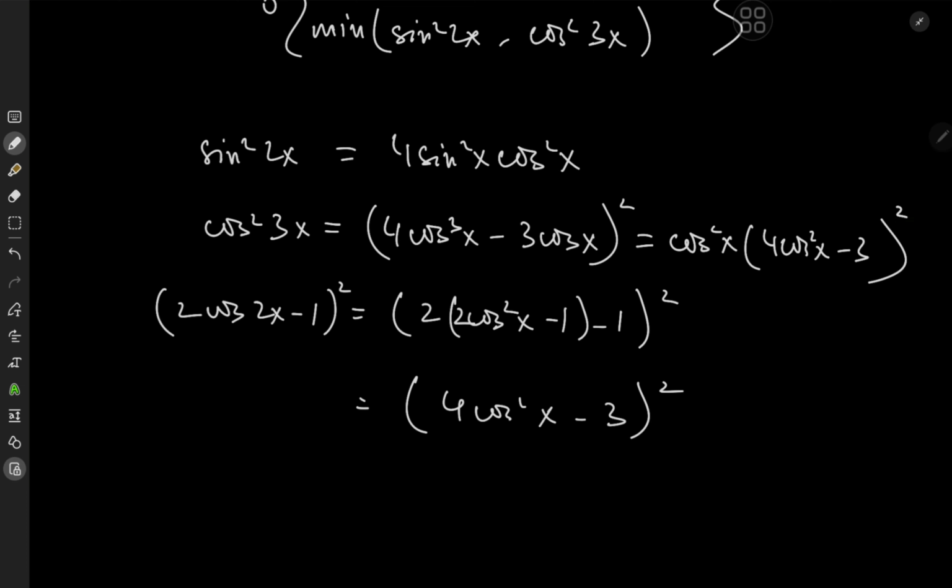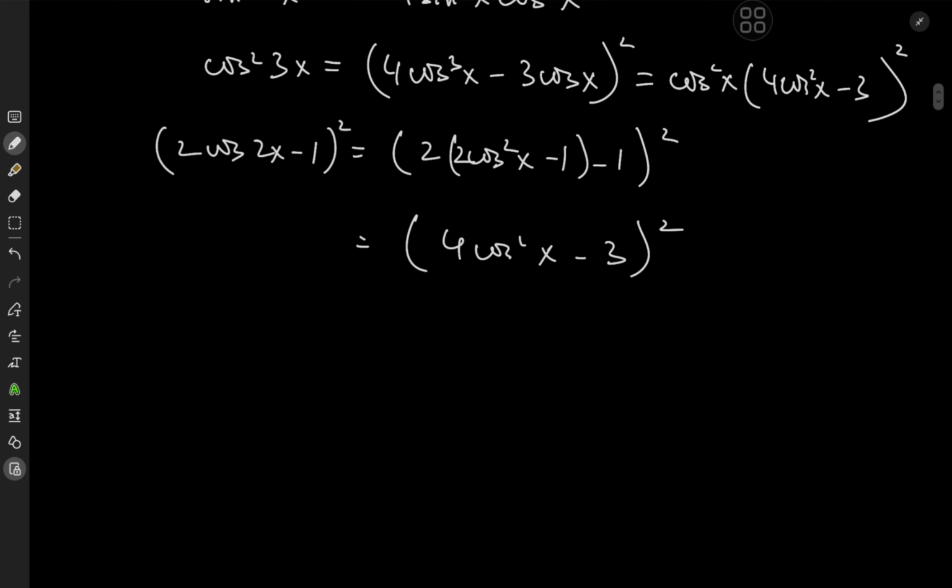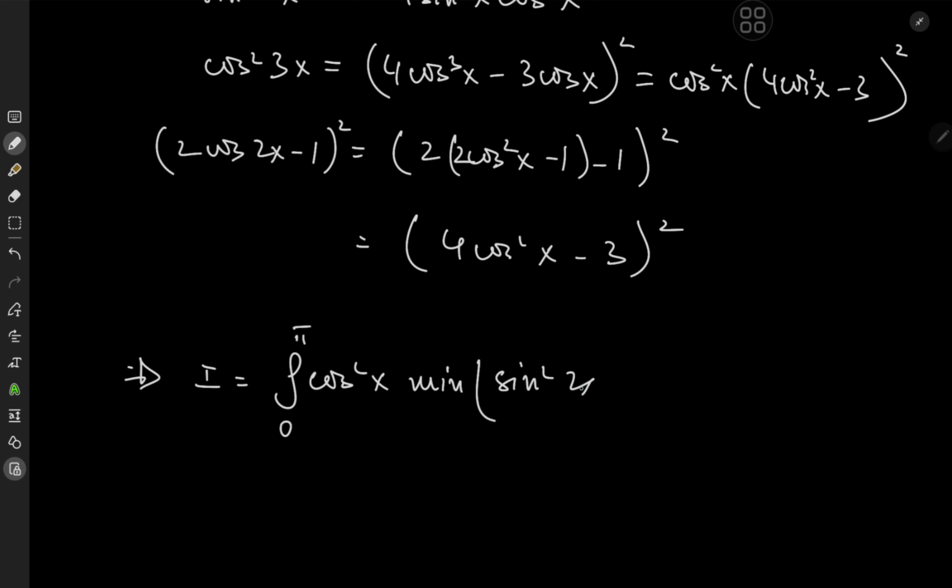Because that means everything could be fixed by a factor of cosine square or 1 over cosine square. Either one will work. So we'll let k equal to 1 over cosine square or secant square. So I here equals integral 0 to pi, and I'll write this as cosine square x times the min of sine square 2x over cosine square x and cosine square 3x over cosine square x.